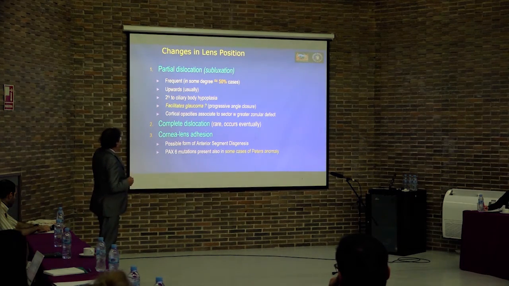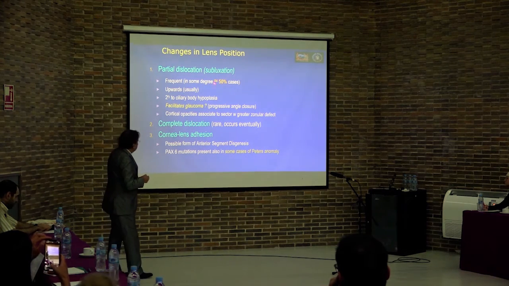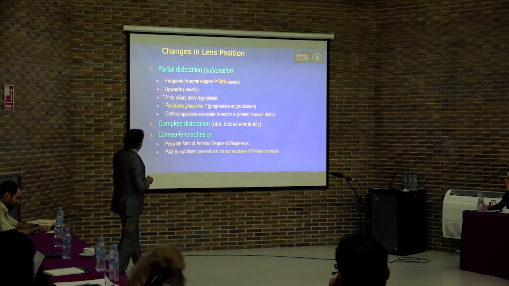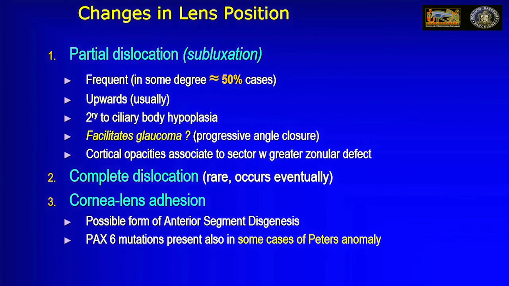So lens position, we can have subluxation, probably partial. As already mentioned, it's at least in 50% of the occasions. It's usually upwards. Probably it is secondary to ciliary body hyperplasia, and there's a question whether this actually facilitates glaucoma, which maybe this movement of the lens could create a progressive angle closure. And you have seen already that the cortical opacities tend to associate with this sector with greater zonular defect. The complete dislocation may happen also.